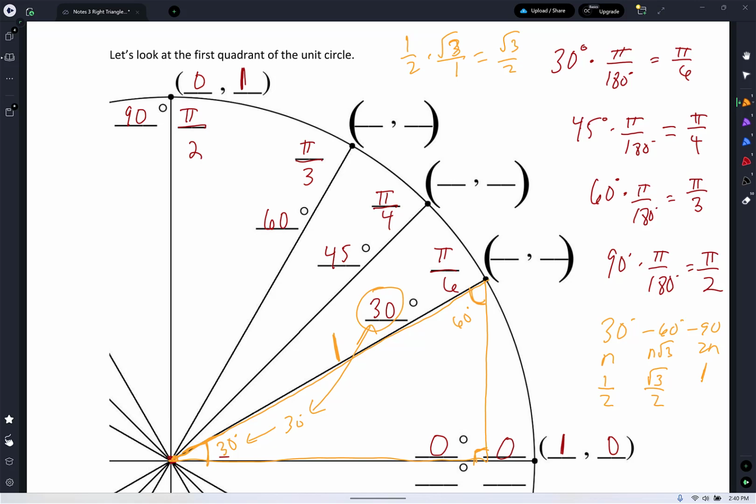Yes, miss? Oh, because my radius is 1. And my radius is my hypotenuse. Do you see that or no? Okay, good question, good question. All right, check this out.